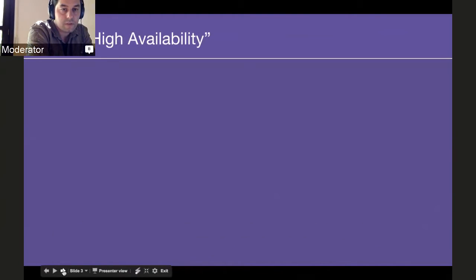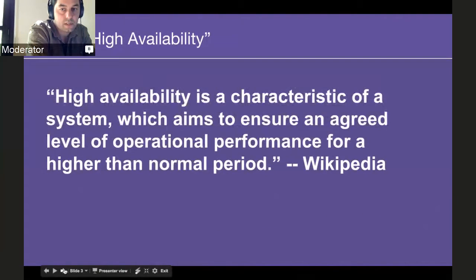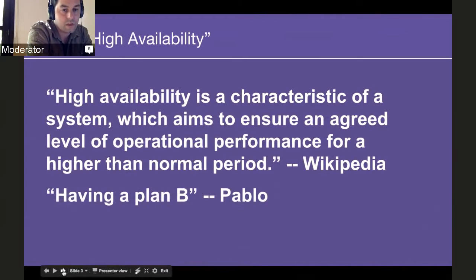So first of all, high availability. It's a characteristic of a system which aims to ensure an agreed level of operational performance for a higher than normal period, which is normally known as an SLA, right? We define that we want to have 99.9% availability, which means that it has to be up all the time in the year, except a few minutes. The way I understand it is to have a plan B, basically.